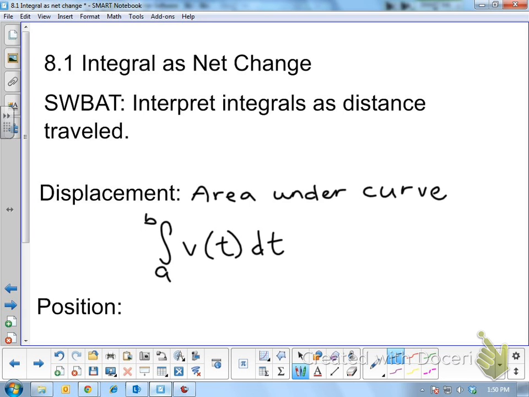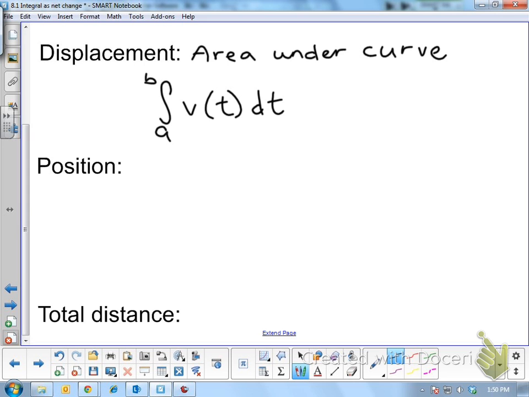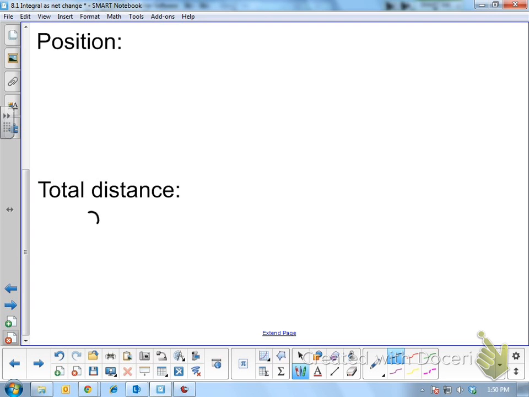We talked about position last, so I'm going to hold off on that. We talked about total distance traveled next. How do we find total distance he traveled? So how many steps he actually took and not just where he started to where he finished. The absolute value of the area under the curve. So the total distance is still the integral from a to b, but it's the absolute value of velocity.